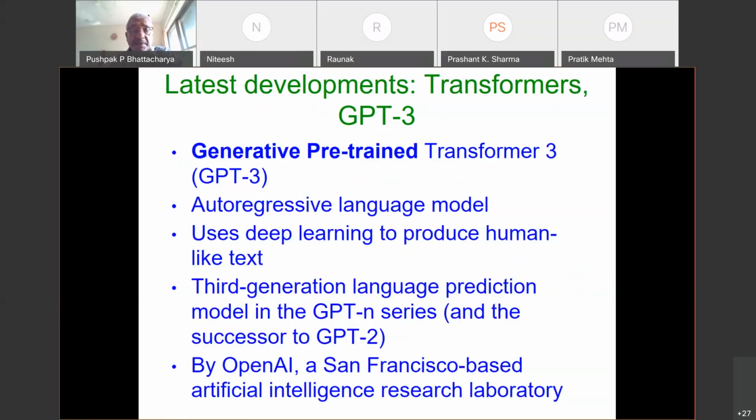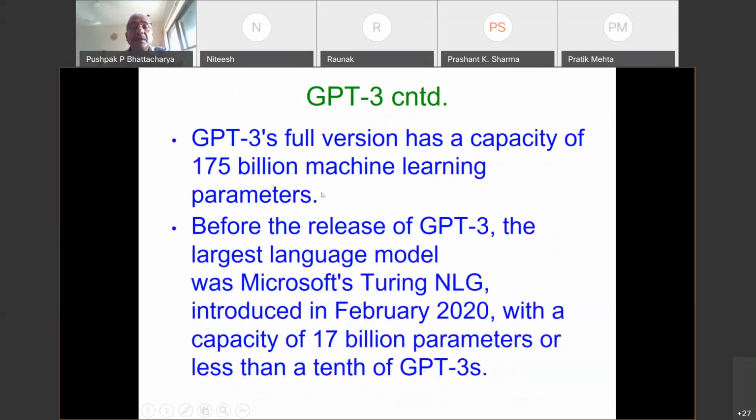OpenAI, a San Francisco-based AI research laboratory, introduced the third generation of generative pre-trained transformers. And it had 175 billion parameters. So these are really mind-boggling numbers. And before that, Microsoft's Turing NLG had 17 billion parameters. So one can imagine the huge amount of computing power that is needed for training such machines.